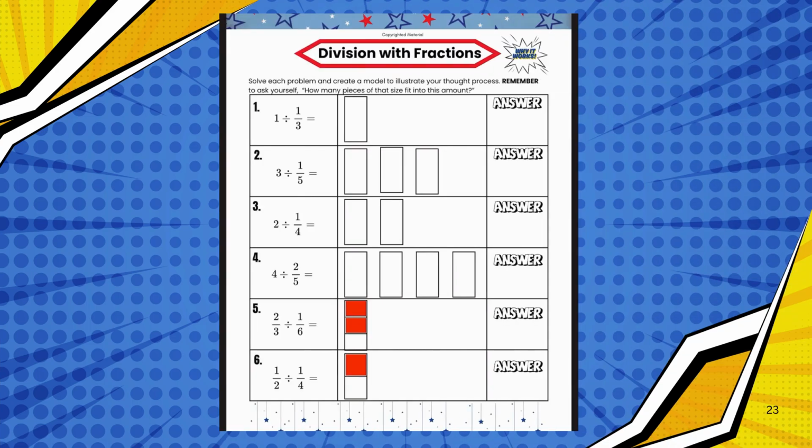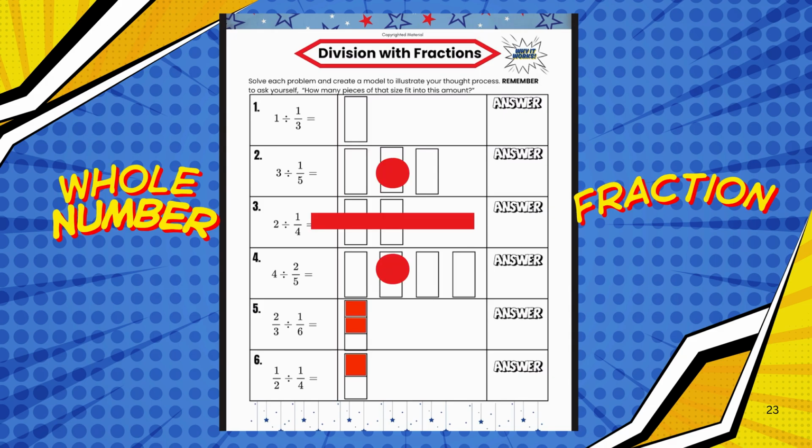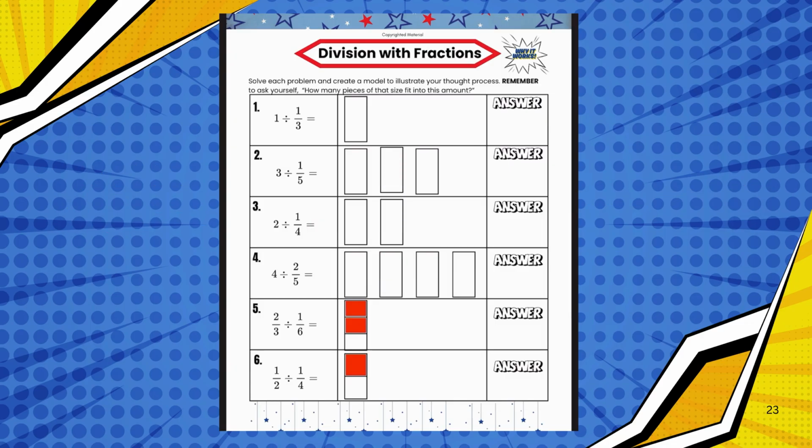Okay, let's look at our first example together. We're going to solve each problem by dividing, and right now we're dividing whole numbers by fractions. So we see our first problem is 1 divided by 1/3. We have 1 whole here representing our 1, and then we're going to divide it into the size of a third. Remember, we're asking ourselves how many pieces of that size fit into this amount. So this amount is a third. How many thirds fit into this one whole? We can fit 1, 2, 3 thirds into the whole amount of 1.